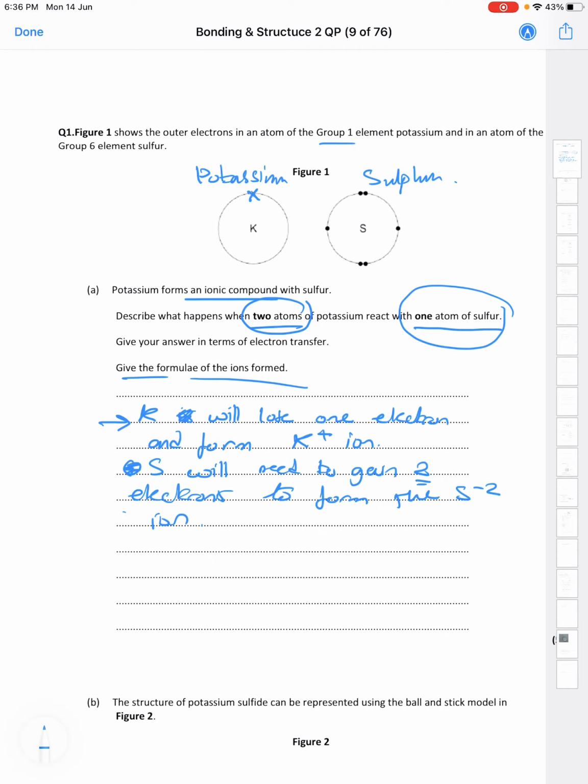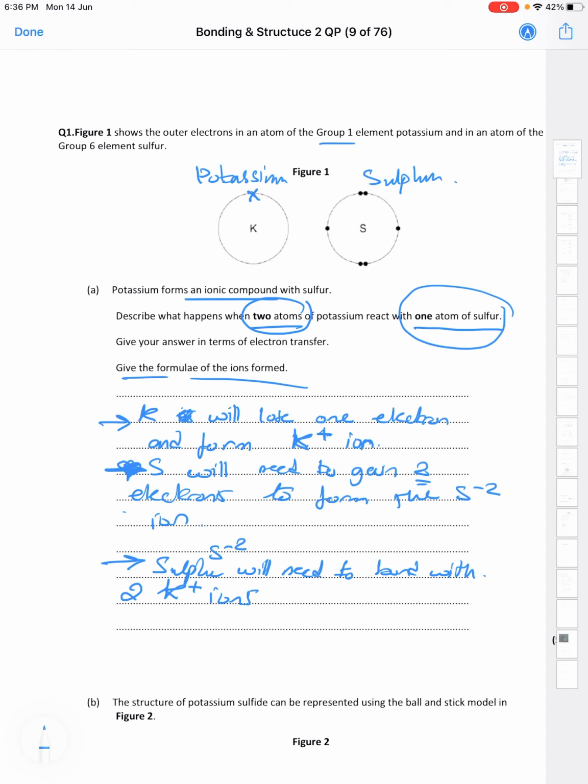So because potassium will form the potassium plus ion, it will lose only 1 electron, and sulfur will need to gain 2 electrons. So it makes sense that sulfur will need to bond with 2 potassium ions, right? So the sulfur ion will need to bond with 2 potassium ions, okay?